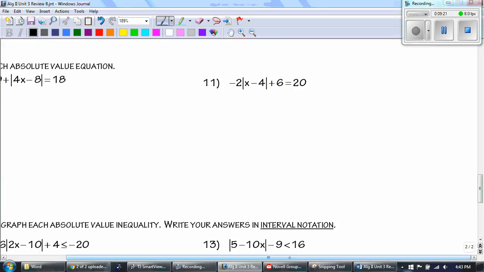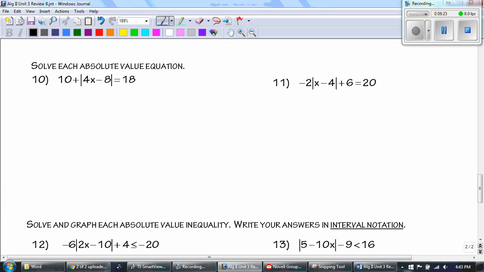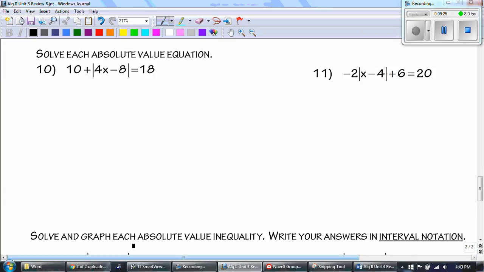Okay. Now, for number 10 and number 11, I gave a good example on how to solve these in review A. So if you're kind of stuck with what I'm doing here, go back and watch it. But the key thing is we've got to get the absolute value by itself. So I'm going to subtract the 10. We have 4x minus 8 equaling a positive 8. It equals a positive number, which tells me there are going to be 2 solutions.